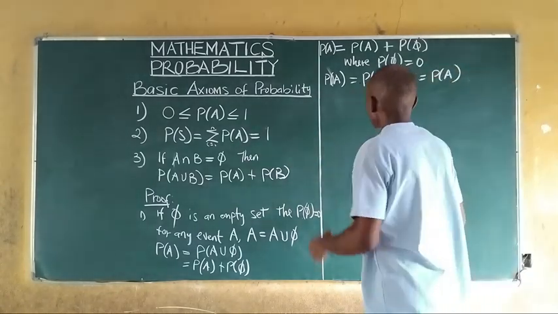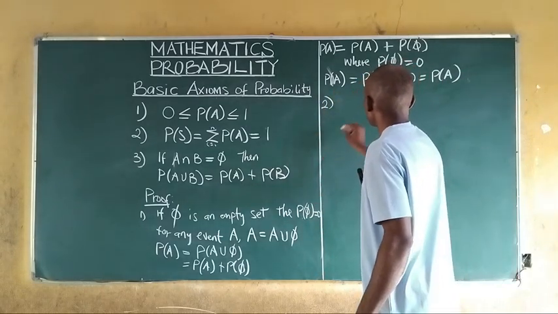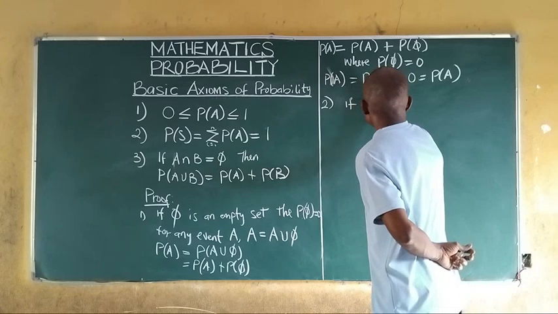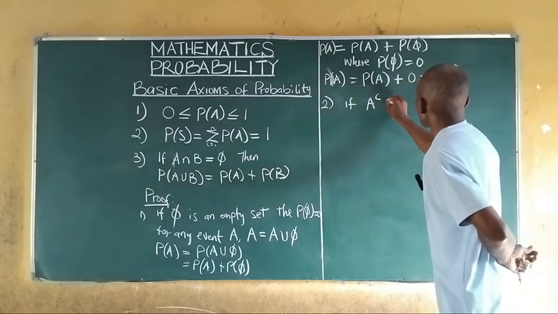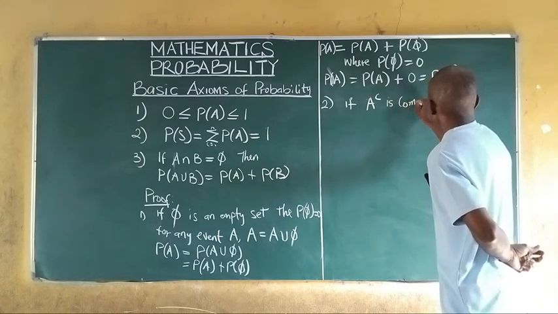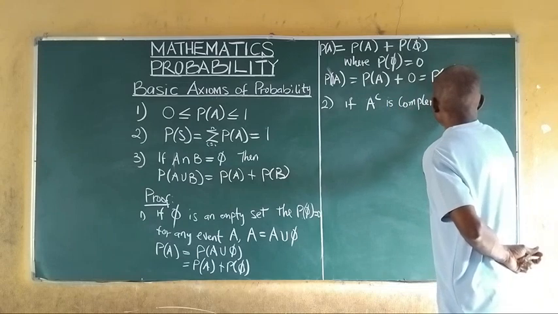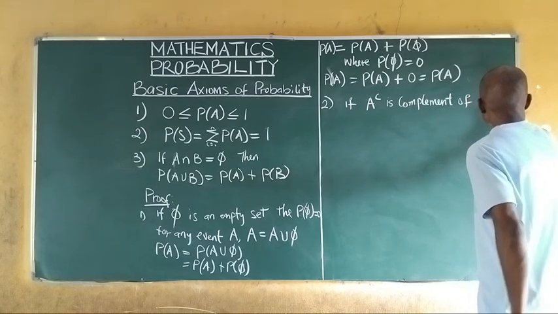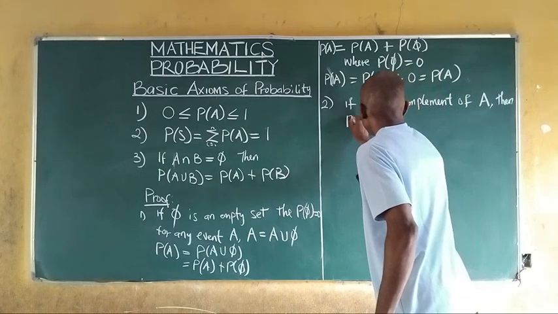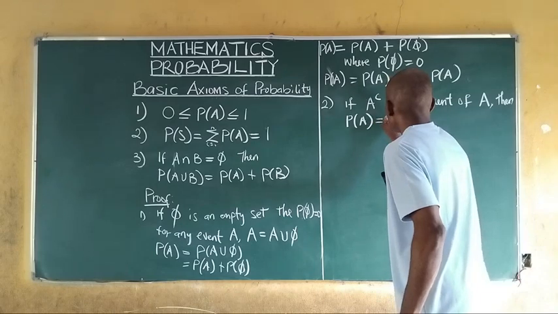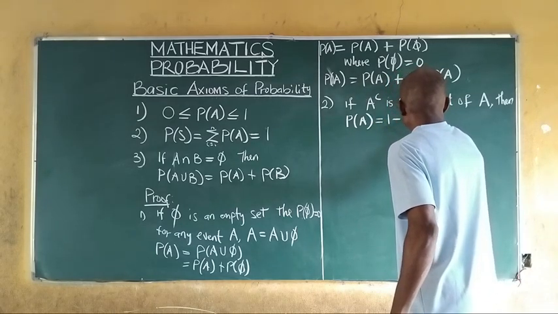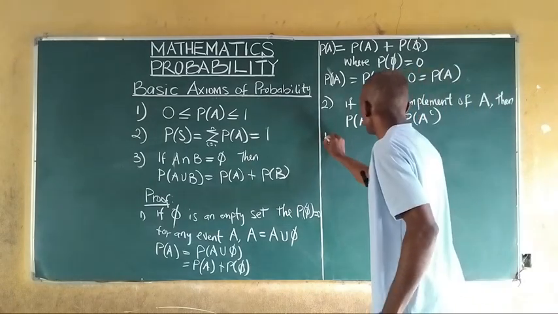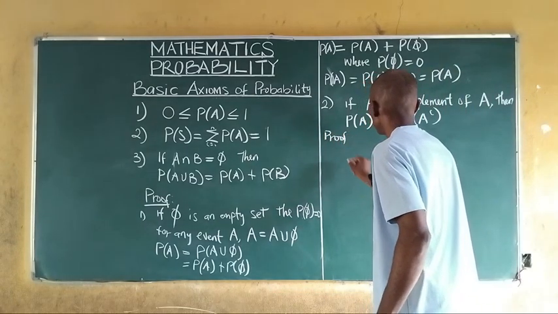For the second one, the probability of the sample space. If A^C is the complement of A, then the probability of A is equal to 1 minus the probability of A complement. Proof.